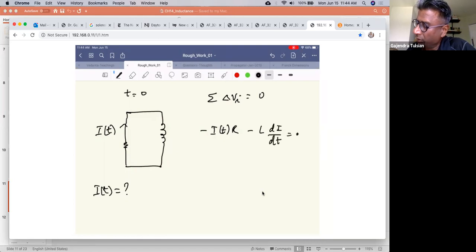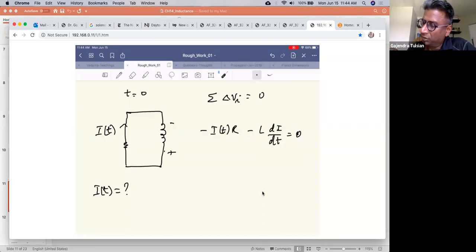Equal to 0. You see di by dt, this is negative. So negative of negative will be positive, and that makes sense because this end would be positive, negative. So when you go across this element, you'll get a positive voltage change, and this is positive because di by dt is negative, and negative of that will give you a positive term.